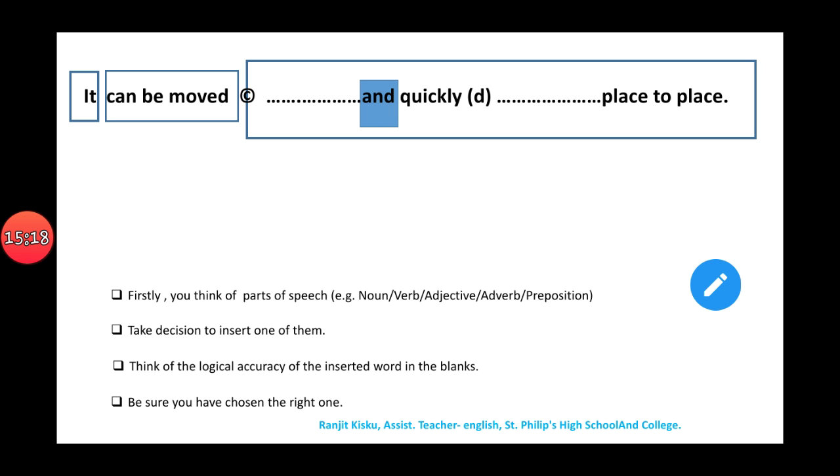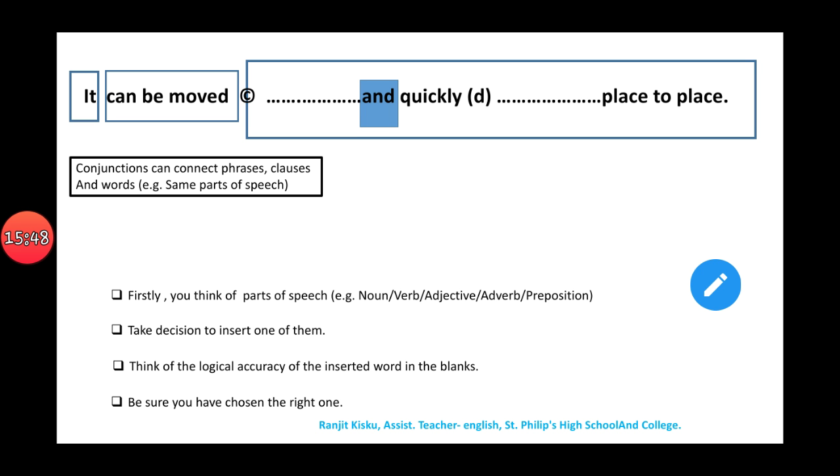Let's see, and it's a conjunction. You will have known that conjunctions can connect phrases, clauses or words. Words mean words of the same parts of speech. Conjunctions can connect noun with noun, adjective with adjective, two adjectives, three adjectives, not adjective and noun. So you must remember it. Okay, conjunctions can connect phrases, clauses and words, basically the same parts of speech.